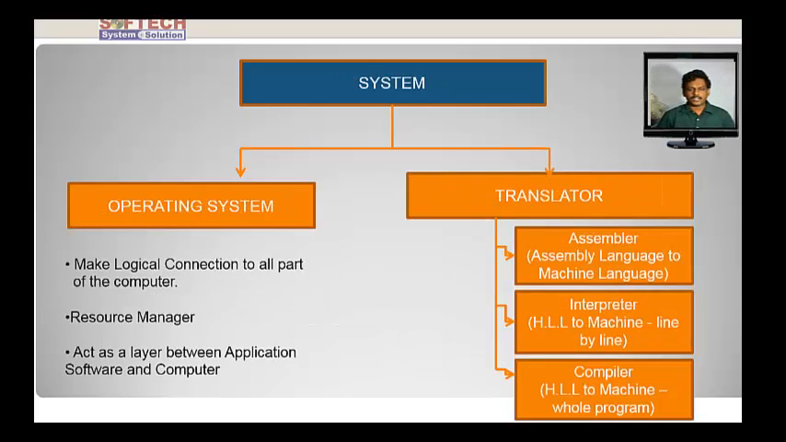System software is also classified into two types. One is operating system, another one is translator. The operating system helps to operate the computer. It provides logical connection to all parts of the computer. What is a logical connection? If we want to connect a pen drive to the computer, we just insert the pen drive into the USB port of the computer.